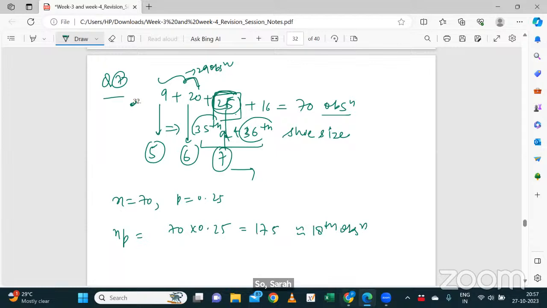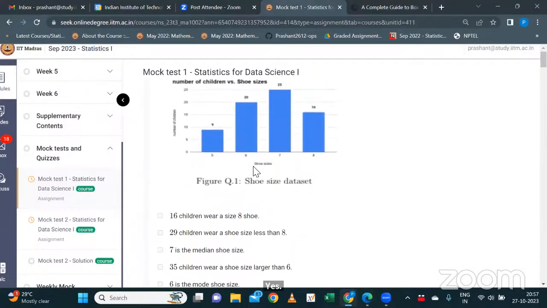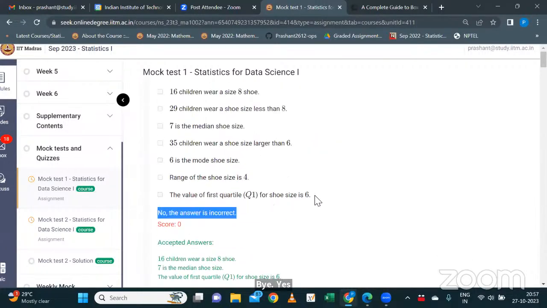So where will the 18th observation be? The 18th observation will be in the shoe size of 6, right? So that means shoe size 6 is correct, right? Yes, sir. Okay.